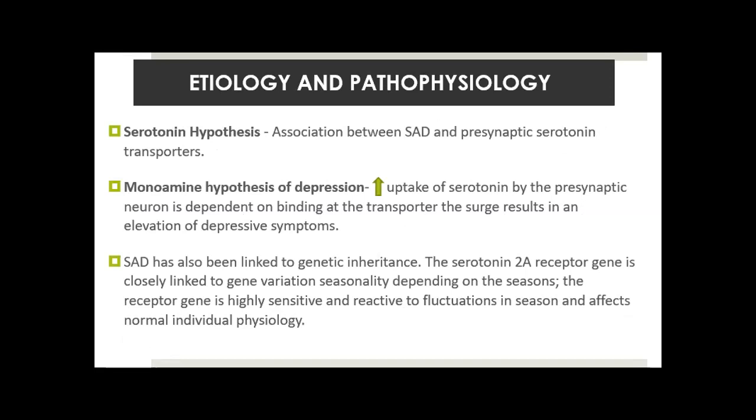Serotonin hypothesis: an association between seasonal affective disorder and the presynaptic serotonin transporter has been hypothesized by various studies. In the monoamine hypothesis of depression, there is increased uptake of serotonin by the presynaptic neuron, which is dependent on binding the transporter. The surge results in an elevation of depressive symptoms. SAD has also been linked to genetic inheritance. The serotonin 2A receptor gene is closely linked to gene variation and seasonality. The receptor gene is highly sensitive and reactive to fluctuations in season and affects normal individual physiology.